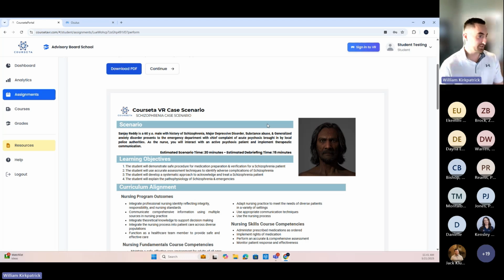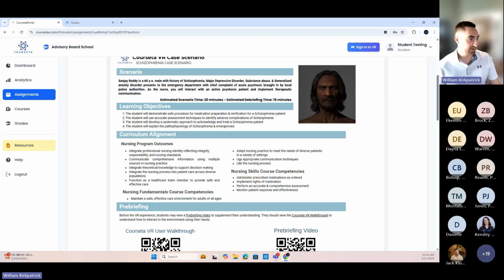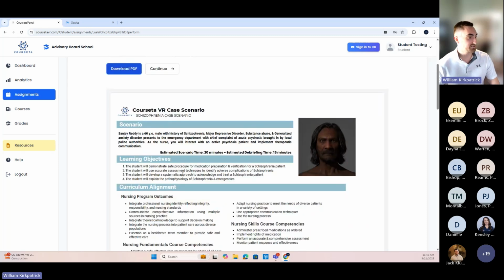He's a 60-year-old male with a history of schizophrenia, major depressive disorder, substance abuse, and generalized anxiety disorder. He presented to the emergency department with a chief complaint of acute psychosis, brought in by local police authorities. As a nurse, you'll interact with an acute psychosis patient and implement therapeutic communication. Learning objectives: we won't be giving medications in this scenario, but the student will use accurate assessment techniques, develop a systematic approach to acknowledge and treat a schizophrenia patient, and explain the pathophysiology of schizophrenia in emergencies.